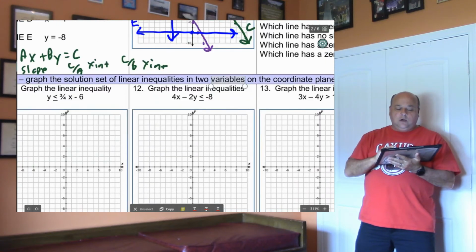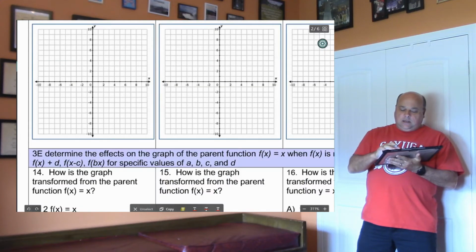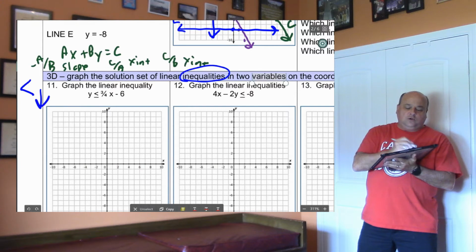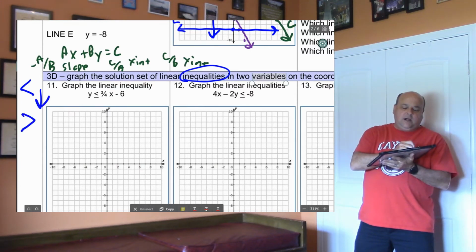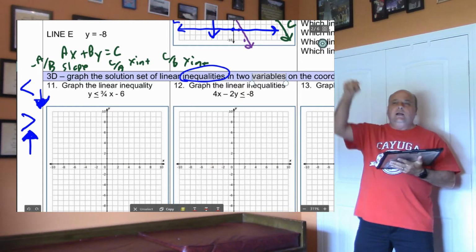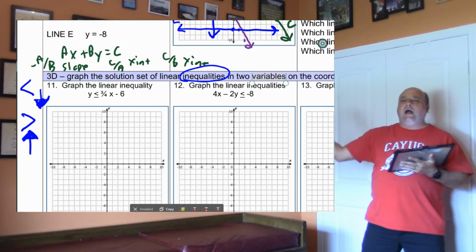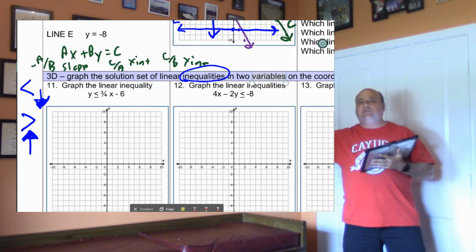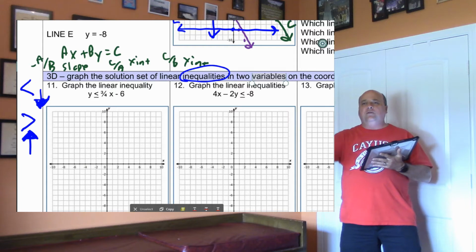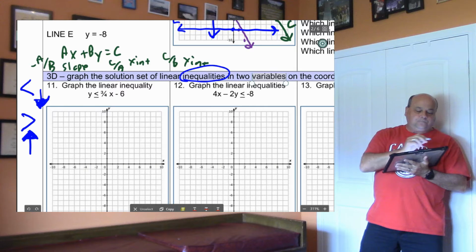Okay? Continuing on. Graph the set of linear inequalities. The key on this: if you have less than, you will shade down. If you have greater than, you will shade up, right? Don't forget that, okay? Less than means shade down, greater than means shade up. We're not going left or right because our equation will have y equals something. So the y-axis goes up and down. So less than, shade down, greater than, shade up. Don't think about left or right anymore. So let's go to these problems.